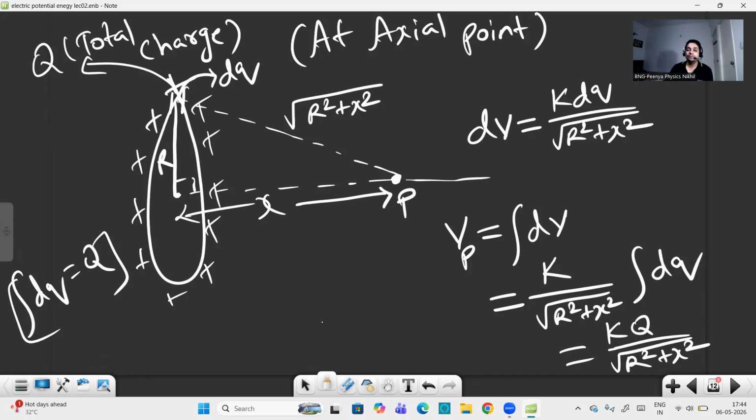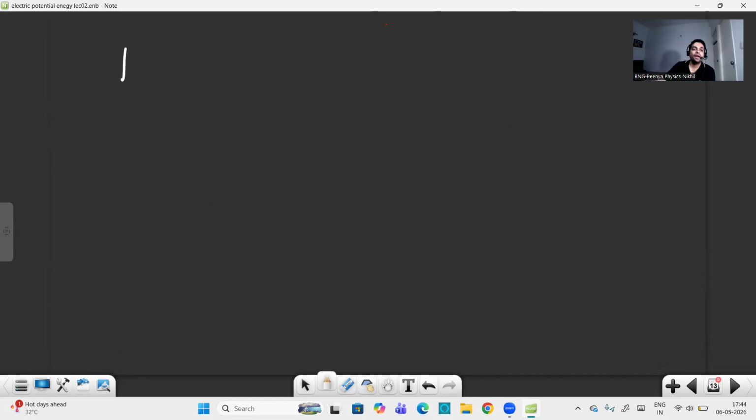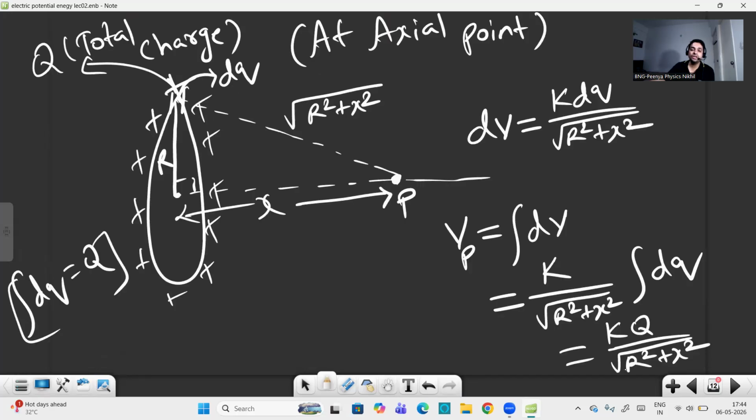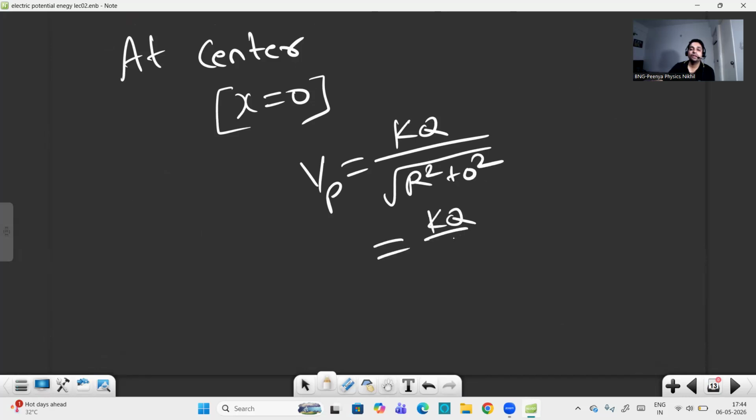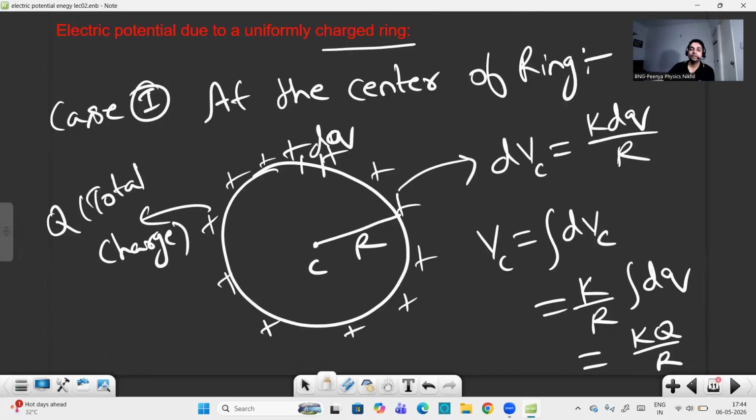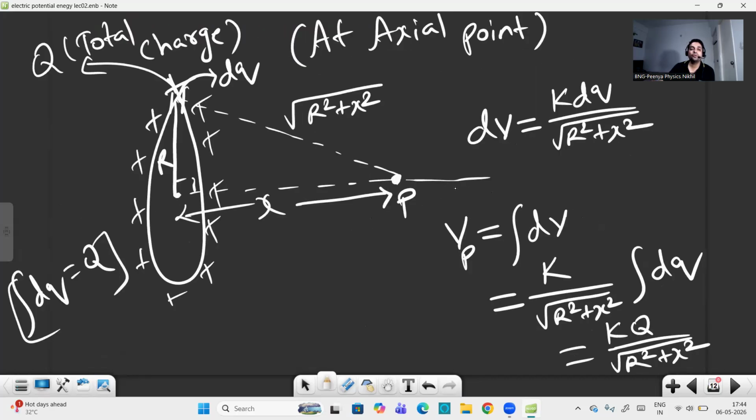You can check this by keeping, for example, point P at the center. If you have to find the electric potential at the center, what will happen? X becomes 0. So at the center, we put 0 here. It will become V at P equals kq divided by root under r square plus 0 square. So finally it will come kq by r. This is the same as case 1. Correct now? So this formula is valid for all points passing from the center of the ring along the axial line. Correct now?